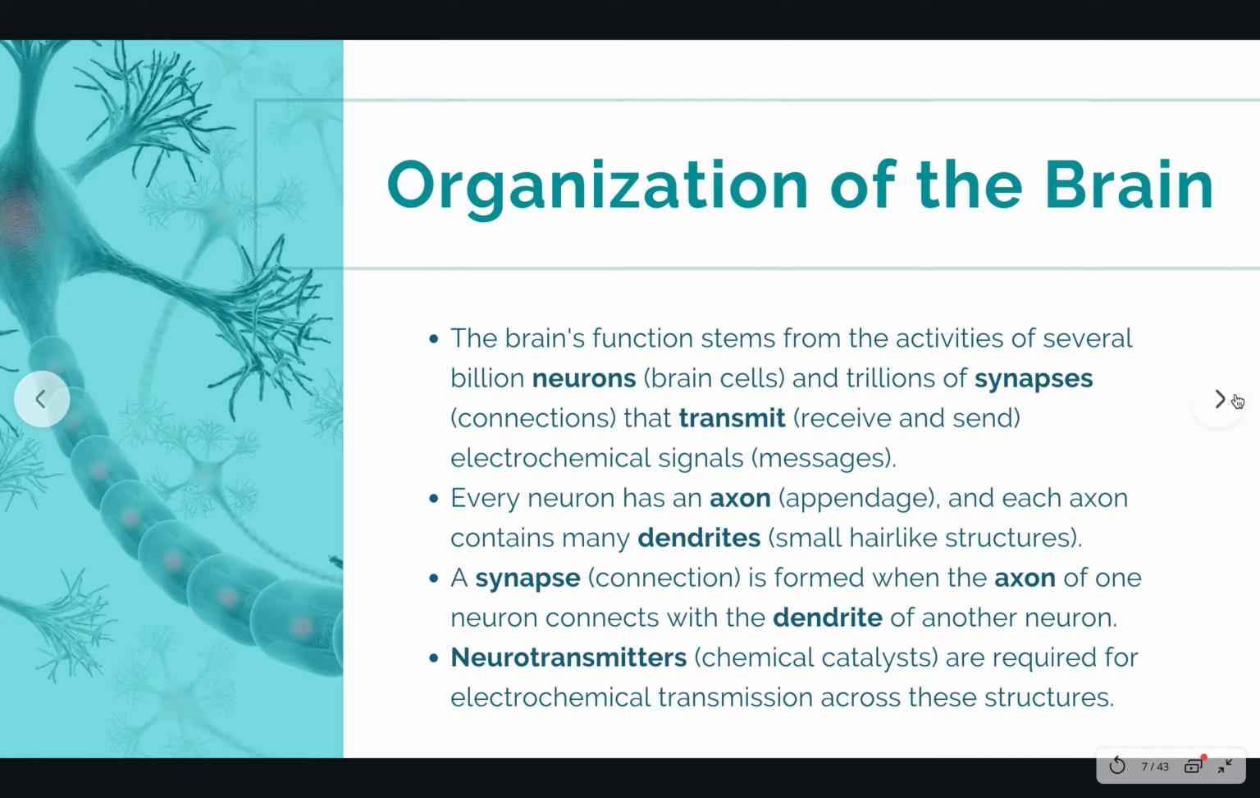Organization of the brain. The brain's function stems from the activities of several billion neurons and trillions of synapses that transmit electrochemical signals. Every neuron has an axon, and each axon contains many dendrites. A synapse is formed when the axon of one neuron connects with the dendrite of another neuron. Neurotransmitters are required for electrochemical transmission across these structures.